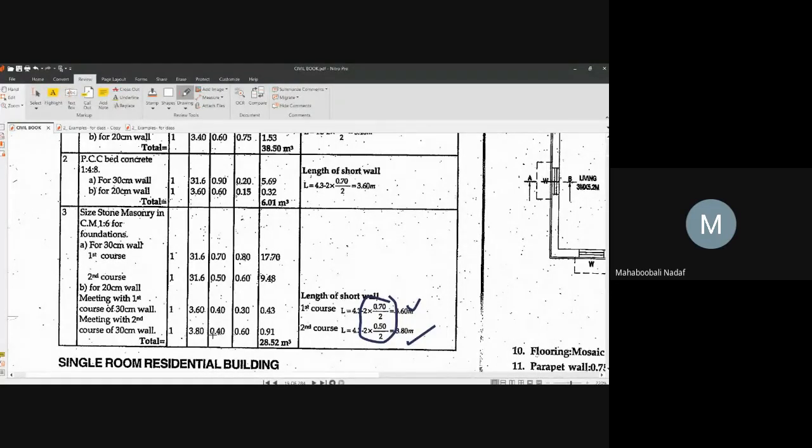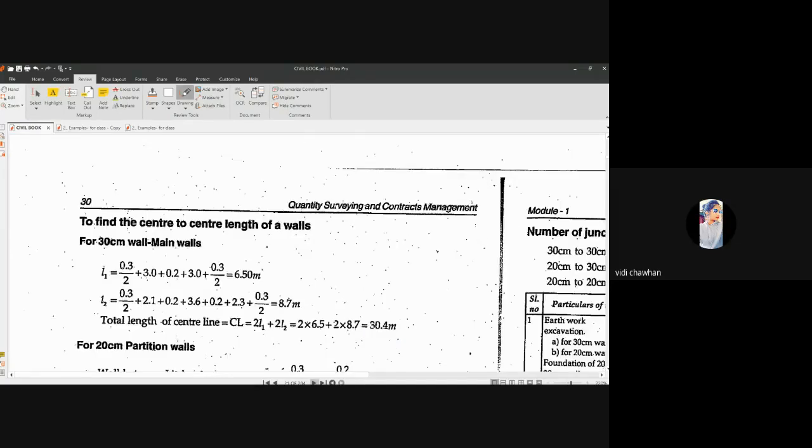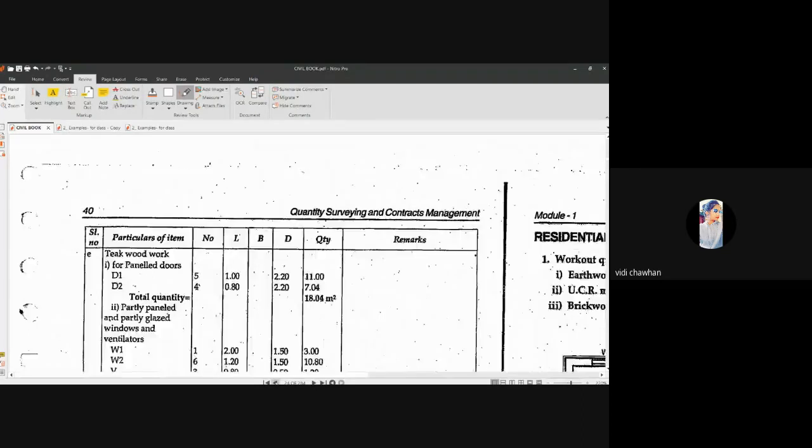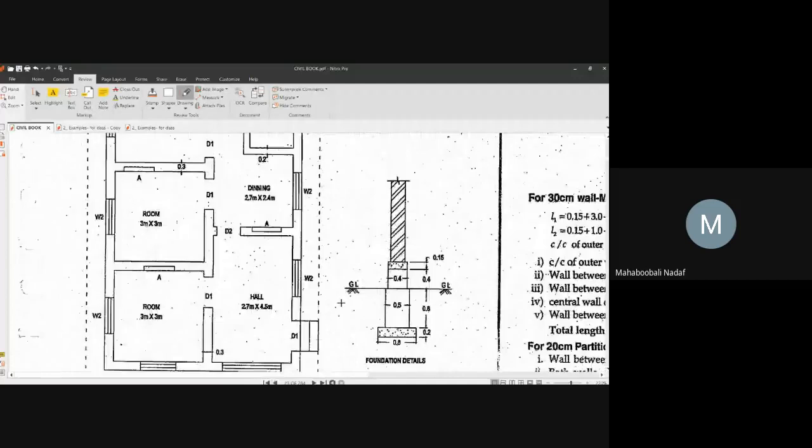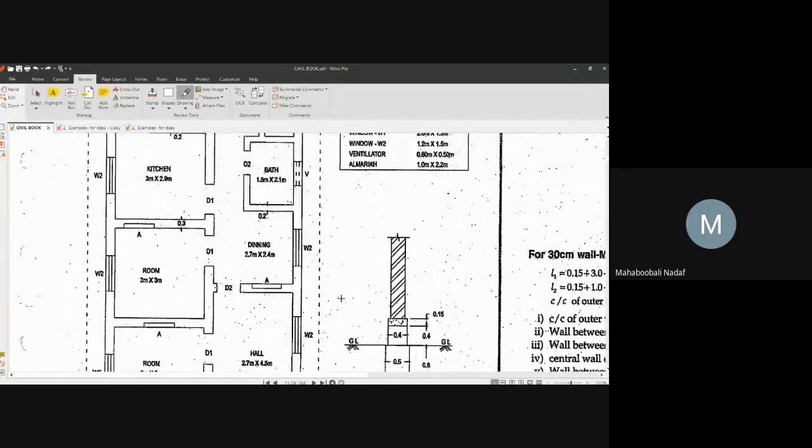This problem? We have not done this problem. This one? No, sir.